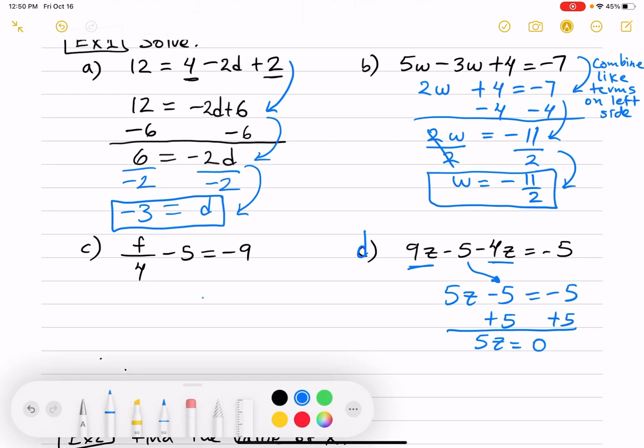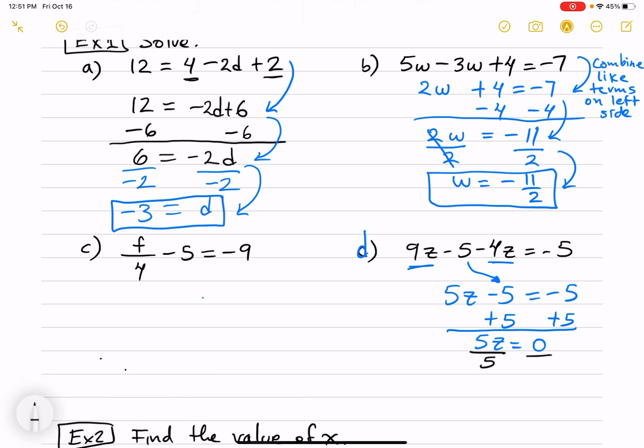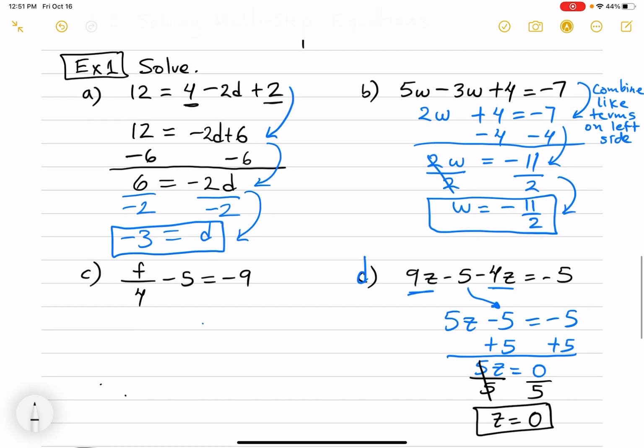We could go ahead and just divide both sides by 5. And 0 divided by 5 is 0. And that's the answer. Okay, let's go ahead and do one that has fractions in it.